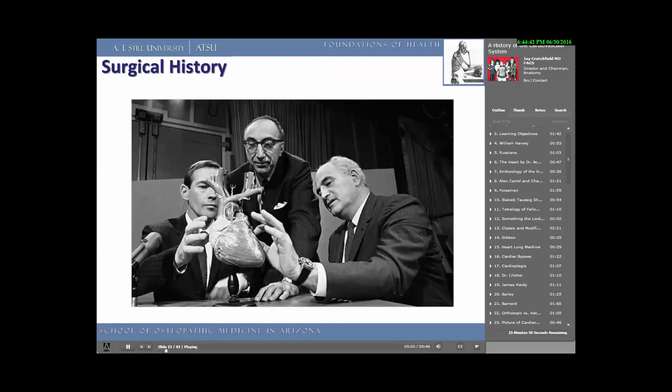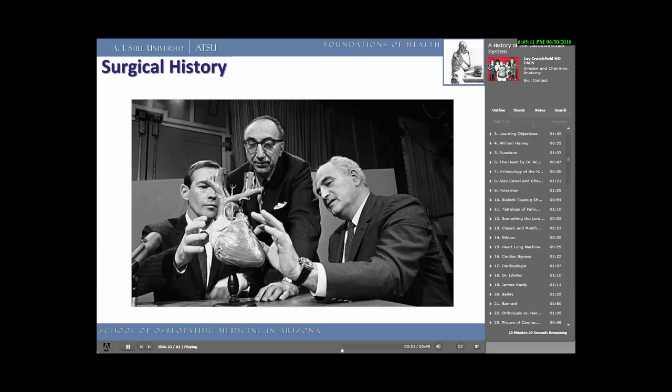So Dr. Christian Barnard, the doctor sitting on the left, was the first to perform an adult-to-adult heart transplant in South Africa, where his patient lived for 18 days. The doctor sitting on the right is Dr. Adrian Kantrowitz, who was the first to perform a pediatric heart transplant in the United States. He actually performed the first heart transplant in the United States, even though it wasn't successful.